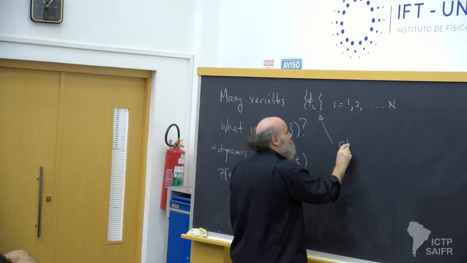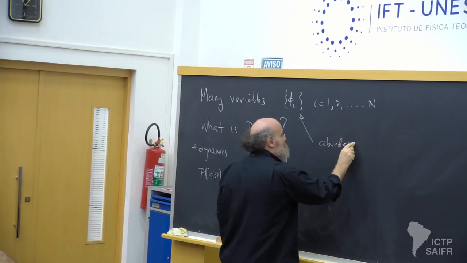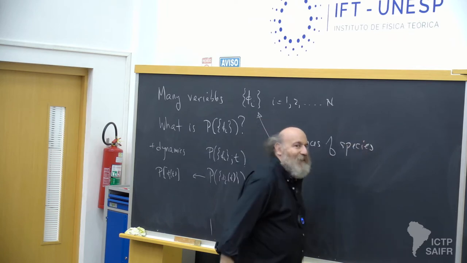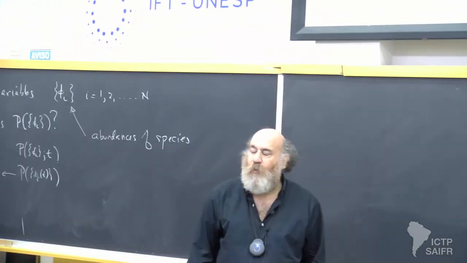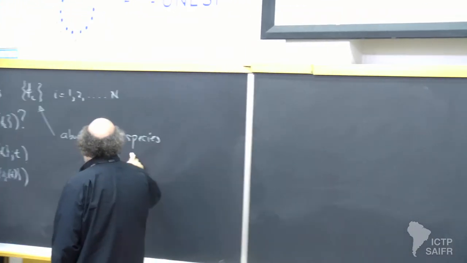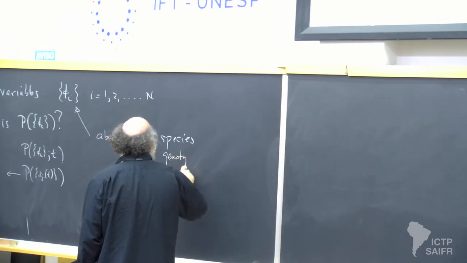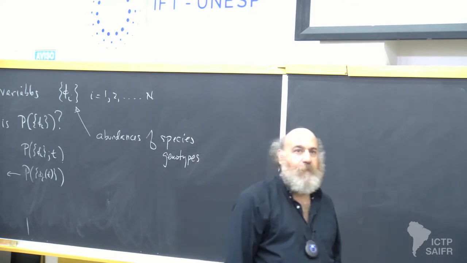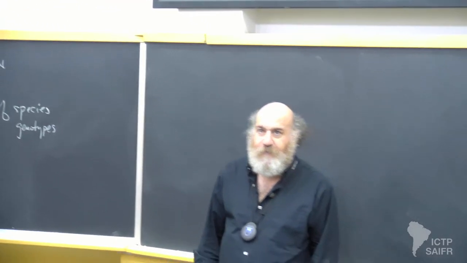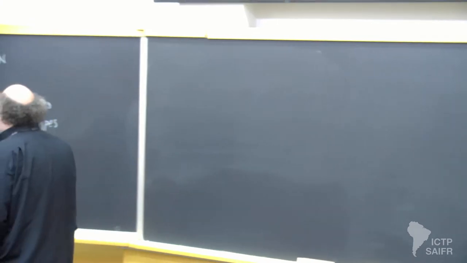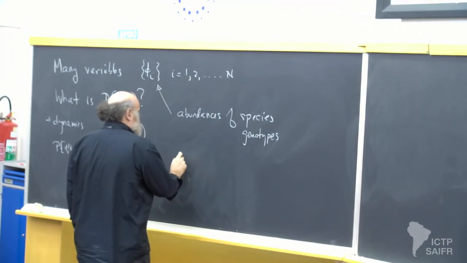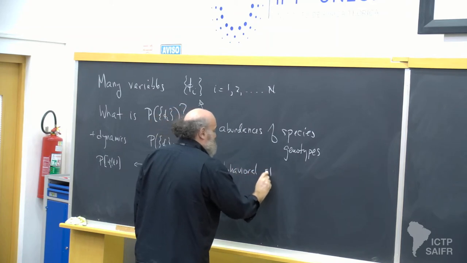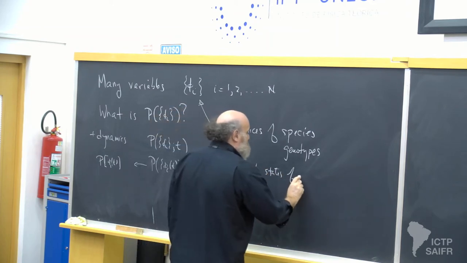They could be the abundances of species, which is directly connected to what you've been hearing about, or maybe genotypes, if you're doing population genetics. But they could be other things. They could be the behavioral states of organisms.